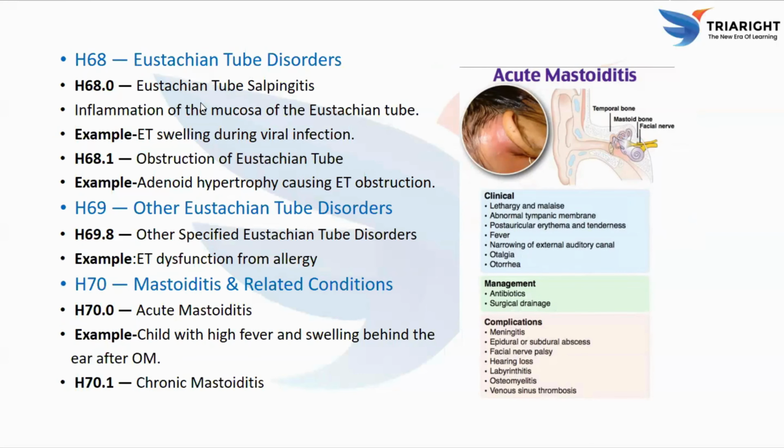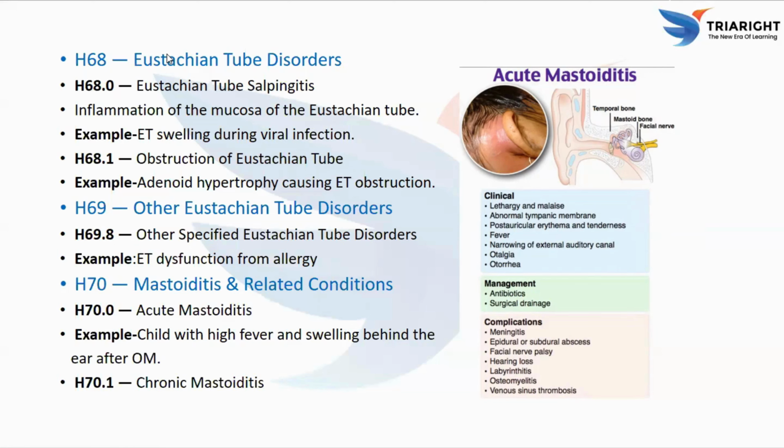So this describes the eustachian tube disorders. So what is the eustachian tube? It is a tube which connects the middle ear to the nasopharynx. So what are the functions of the eustachian tube? It involves pressure equalization, ventilation of the middle ear, and it also helps in the drainage of secretions. So whenever the eustachian tube fails to function, this can cause otitis media, hearing issues or chronic middle ear fluid. So coming to H68 code, it is eustachian tube salpingitis.